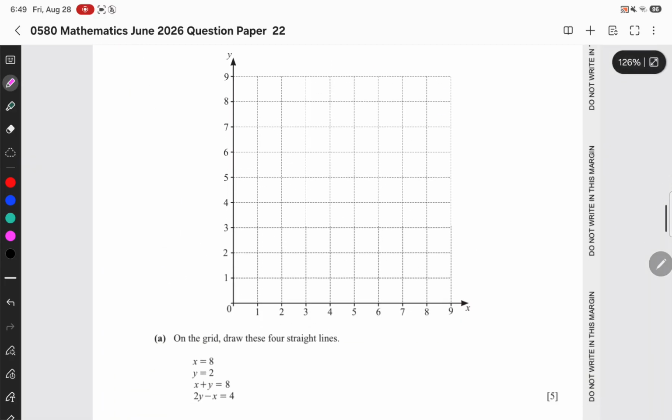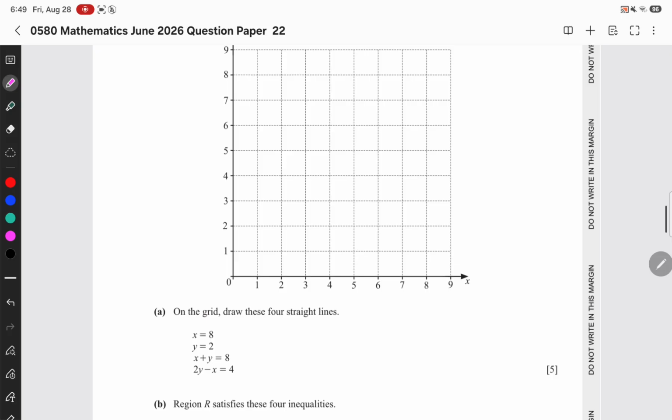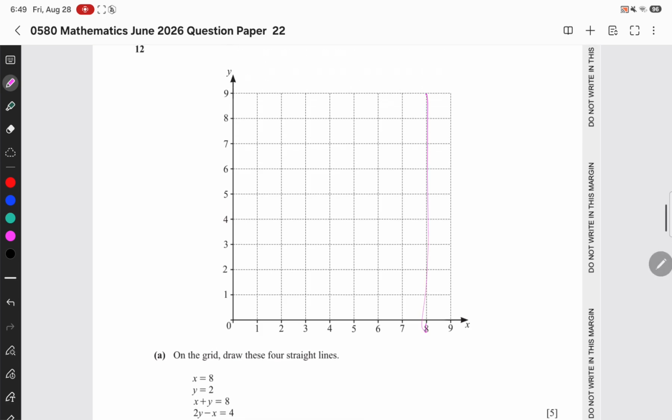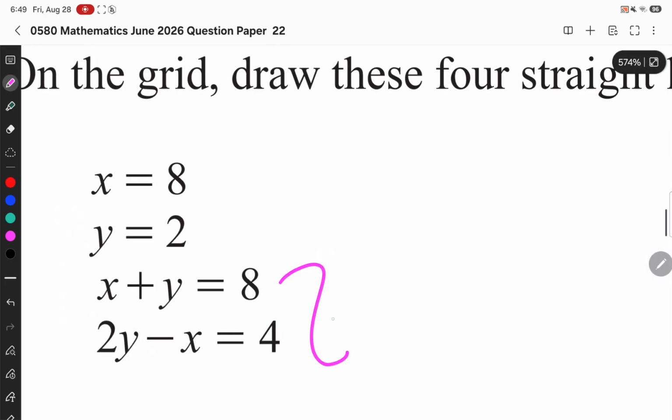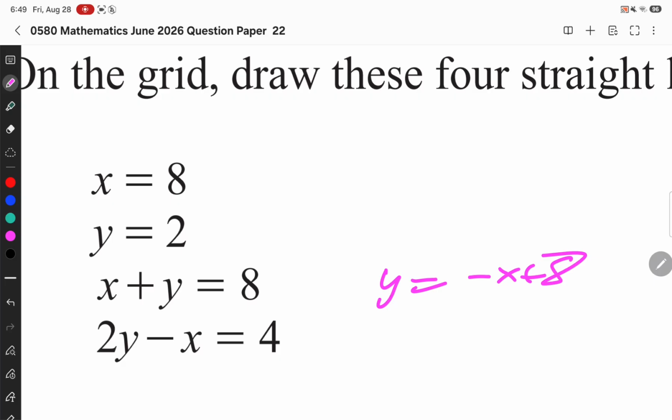12. On the grid, draw these 4 straight lines. So x is equal to 8. Y is equal to 2. Or x plus y is equal to 8. Let's quickly fix these. So y is equal to negative x plus 8, and y is equal to x over 2 plus 2.